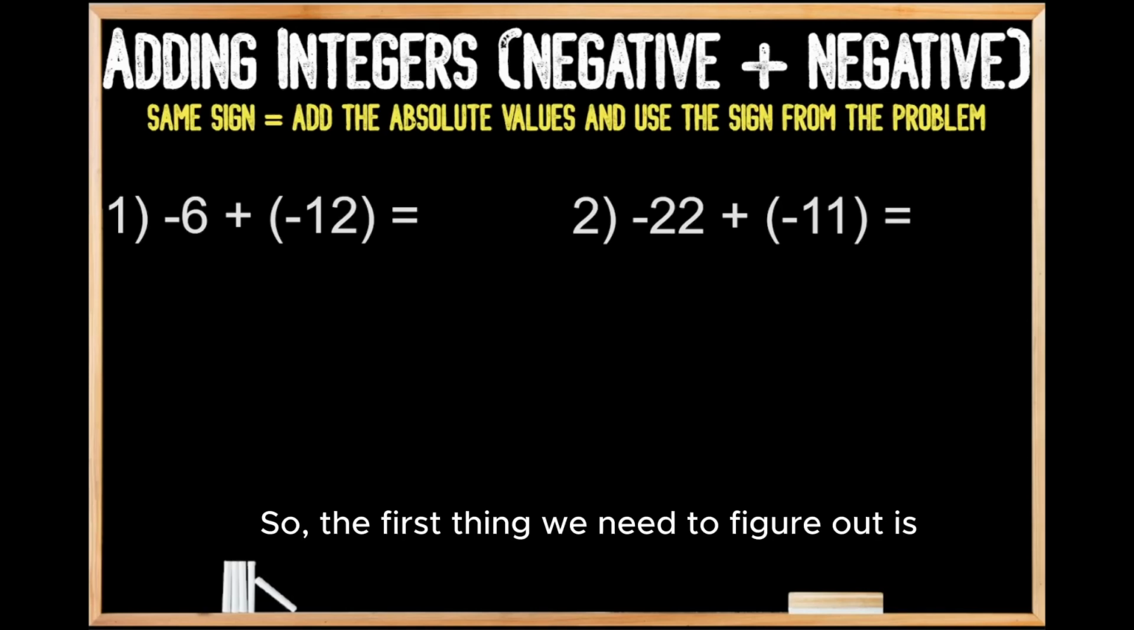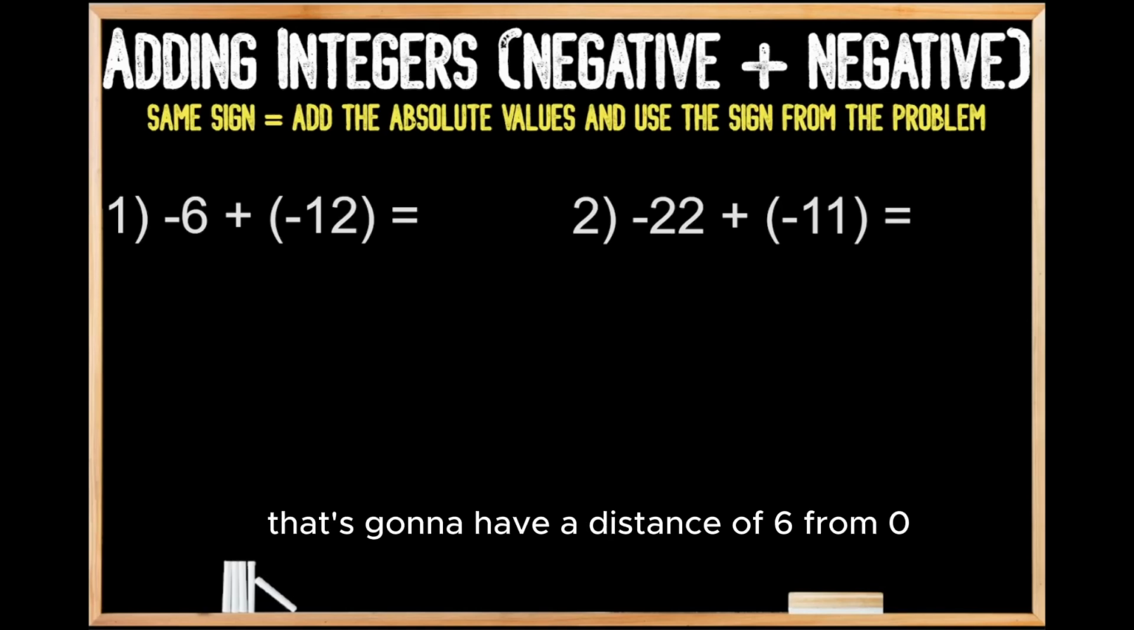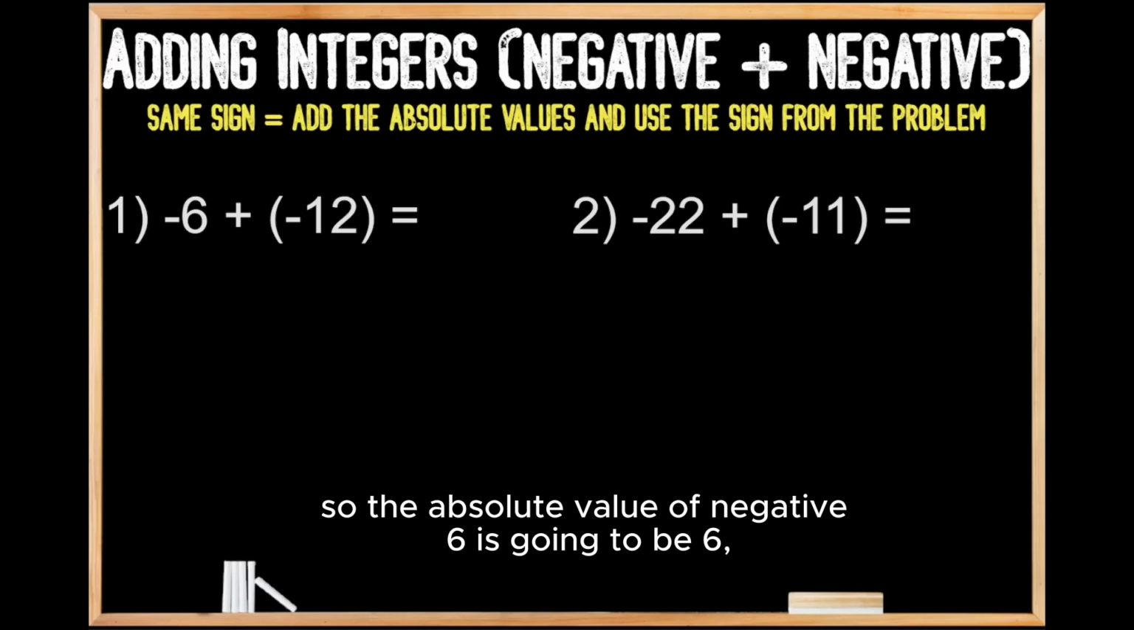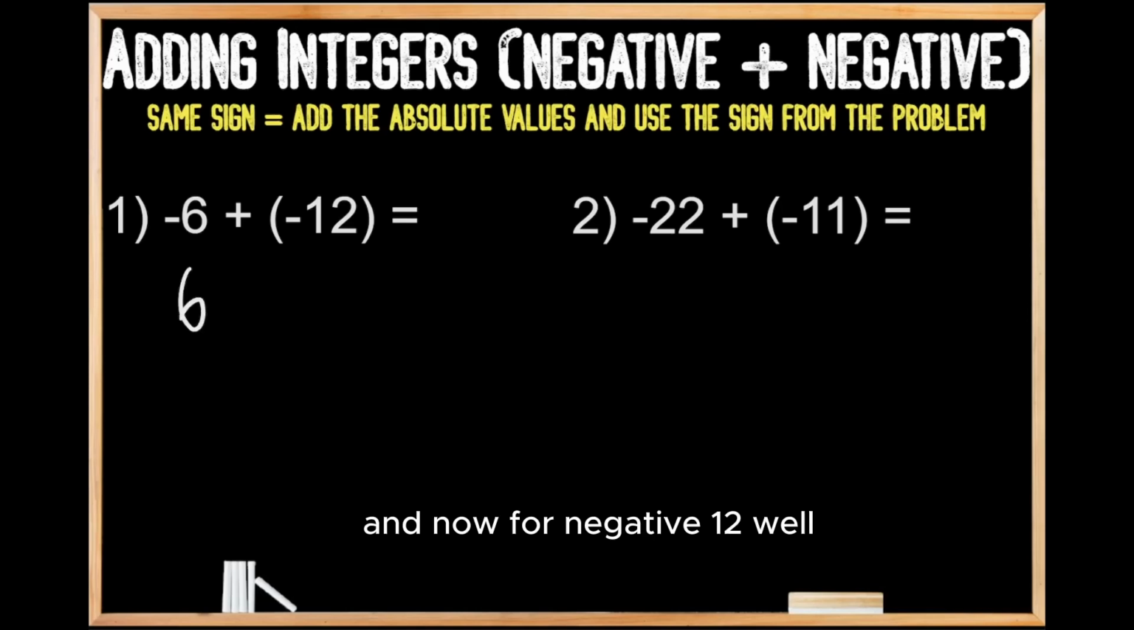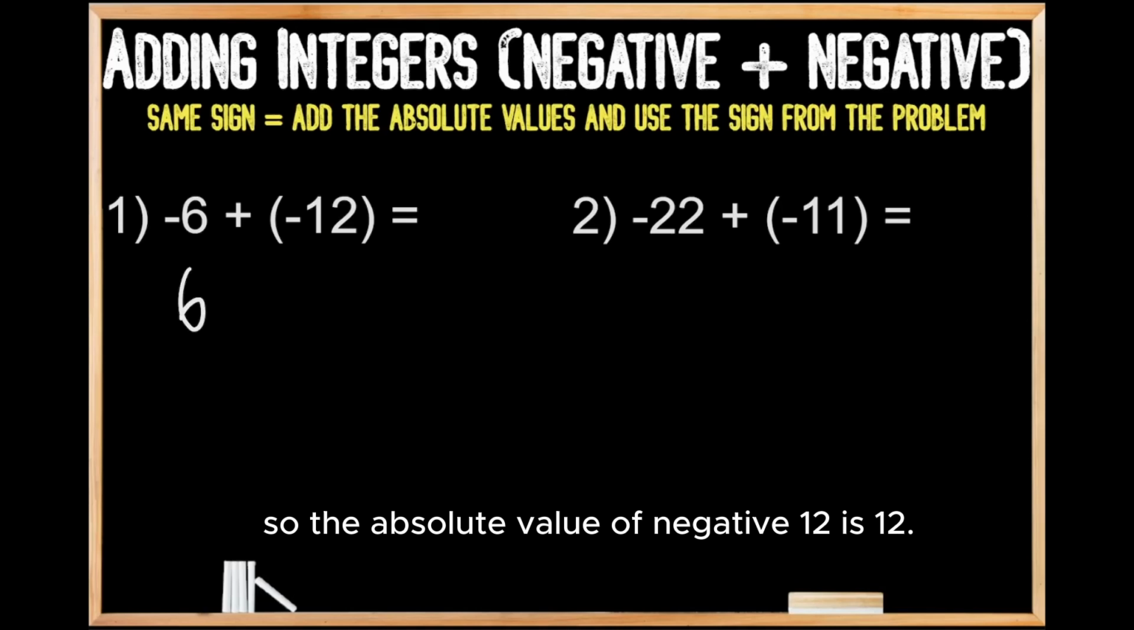So the first thing we need to figure out is the absolute values of both negative 6 and negative 12. Well, a number's absolute value is that number's distance from 0. So for negative 6, that's going to have a distance of 6 from 0. So the absolute value of negative 6 is going to be 6. And now for negative 12, well, negative 12 is going to have a distance of 12 from 0. So the absolute value of negative 12 is 12.